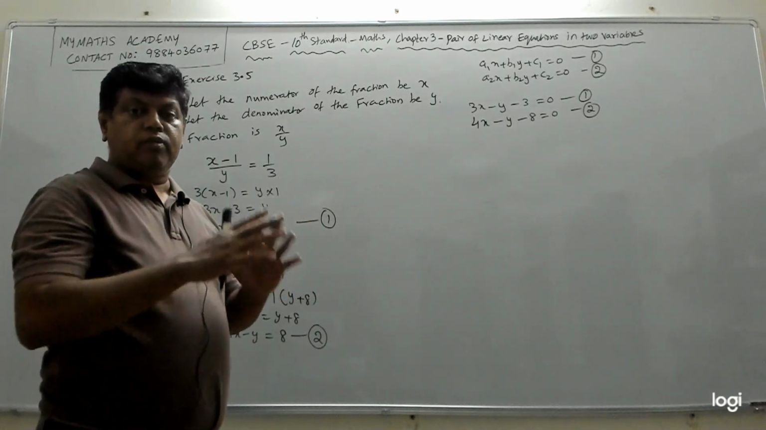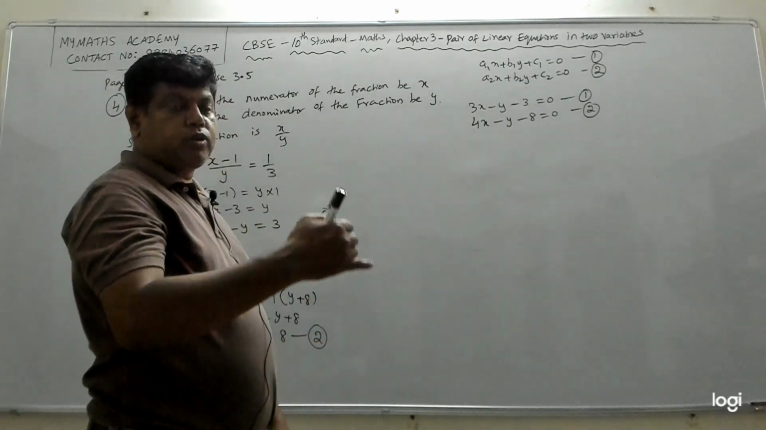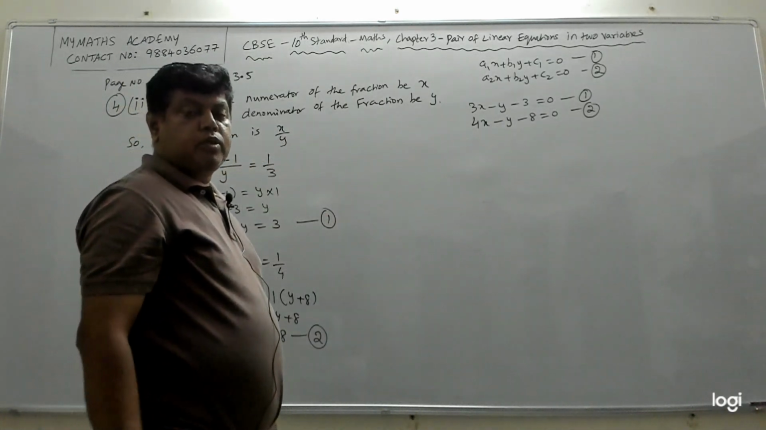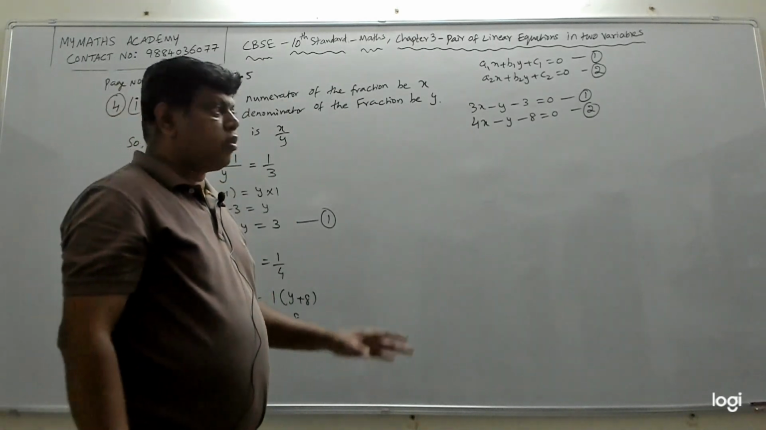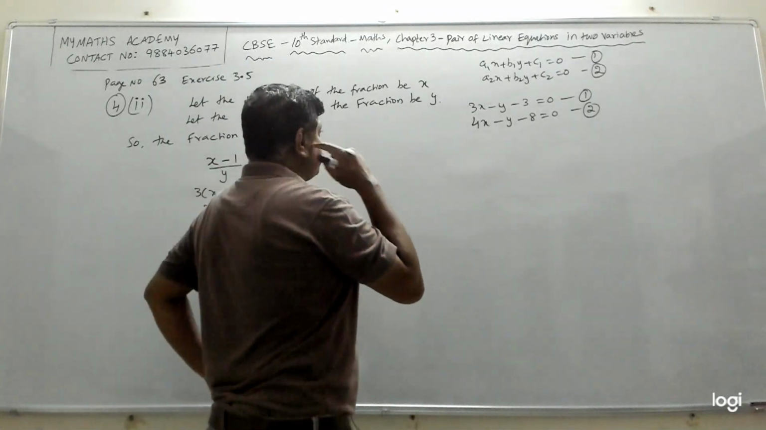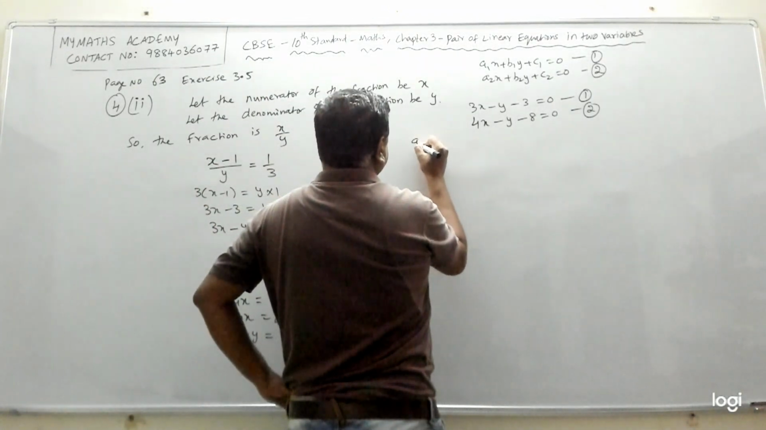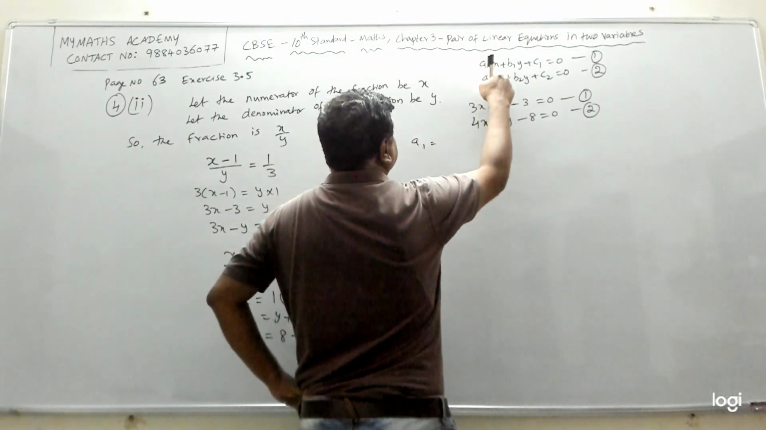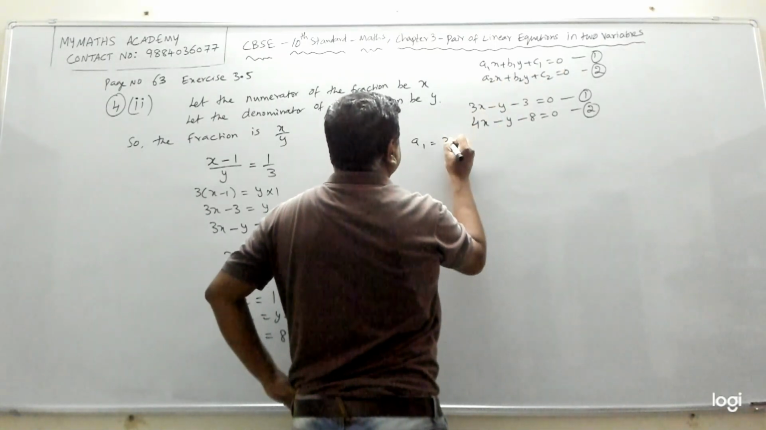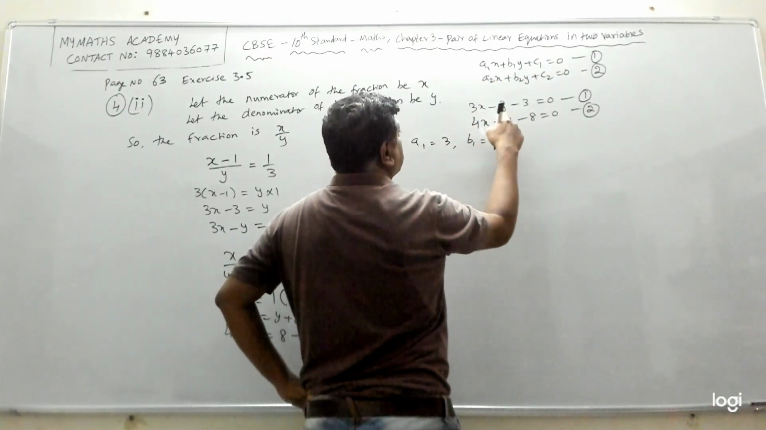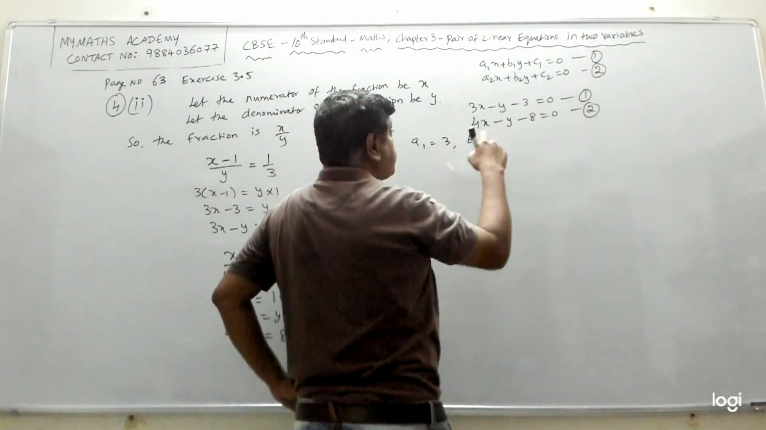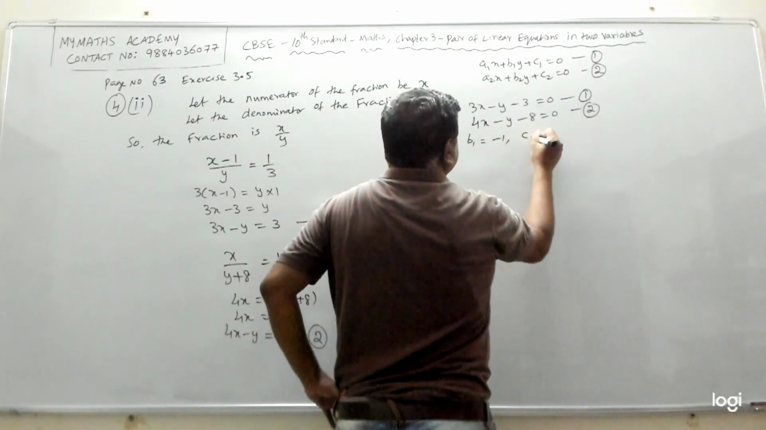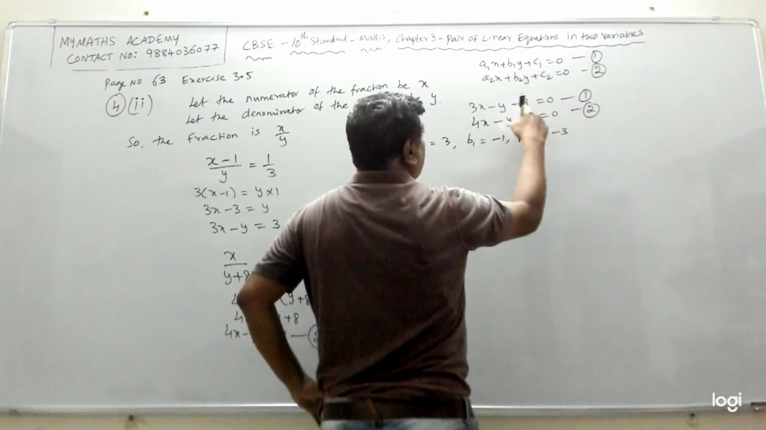We need to find them and check whether it has a unique solution, infinitely many solutions, or no solution. Only if it has a unique solution, we'll try to solve this. Right? So now let's try to find what is A1. A1 is the coefficient of x in the first equation, which is 3. B1 is the coefficient of y, which is minus 1. C1 is minus 3. You have to take it along with the sign.